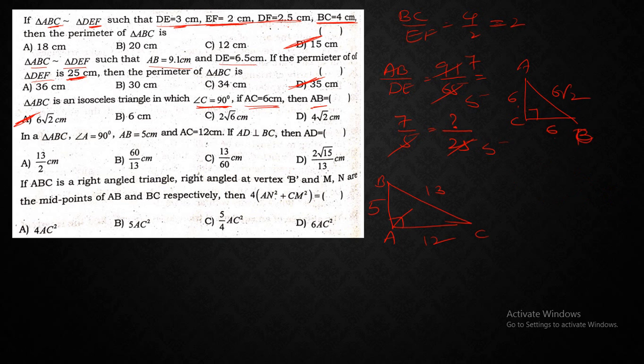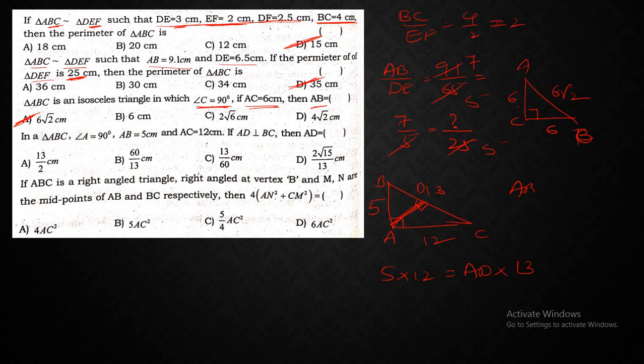Next, AD is perpendicular to BC. If AD is perpendicular to BC, then what is the value of AD? Based on this, what can we say? Simply, 5 into 12 is equal to AD into 13. So how did we get this?